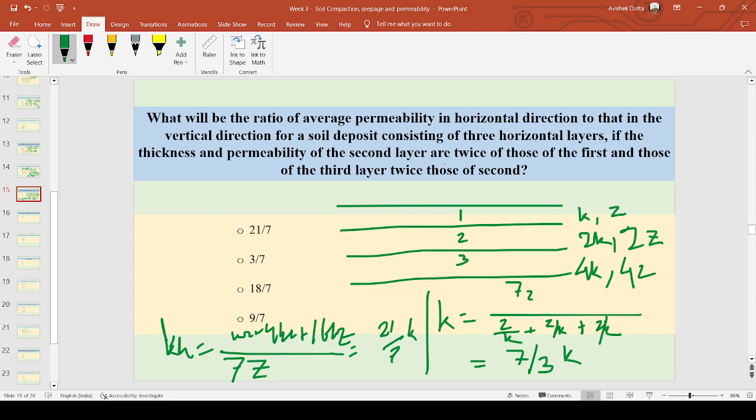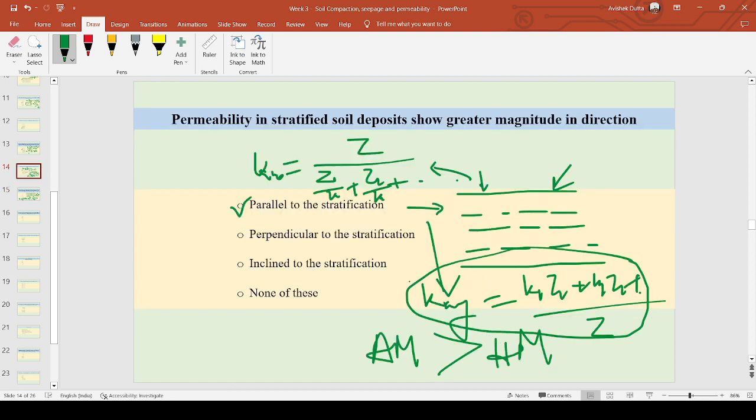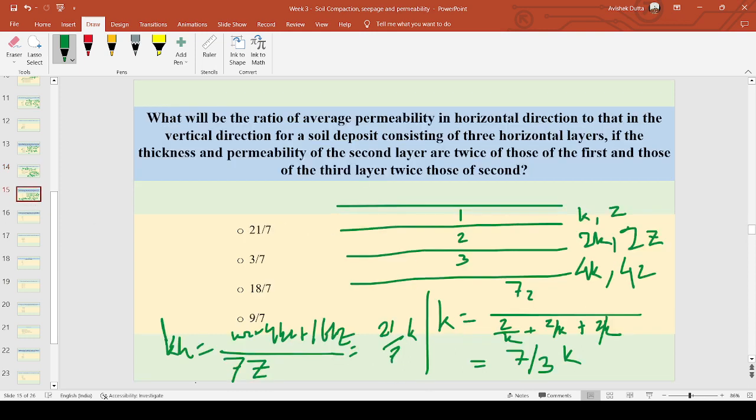Now we have to find out the ratio of average permeability in the horizontal to the vertical direction. I have mentioned in the previous question that for the horizontal, the average is the arithmetic mean, and the vertical is the harmonic mean. Okay, so first of all, find out Kh, horizontal. Arithmetic mean, that is weighted arithmetic mean, K into Z plus 2K into 2Z plus 4K into 4Z. That is KZ plus 4KZ plus 16KZ divided by the entire thickness, that is 7Z. We get 21 by 7K.